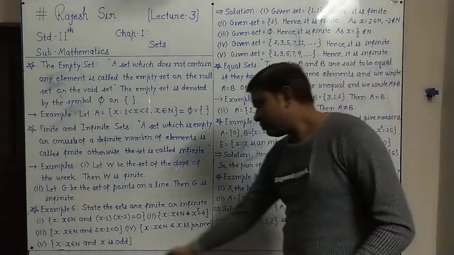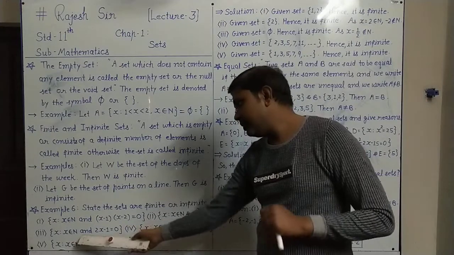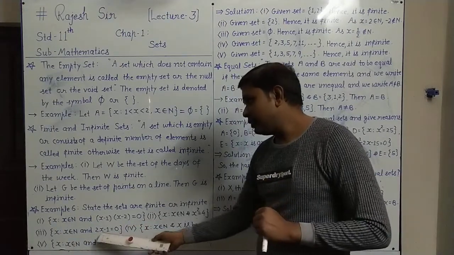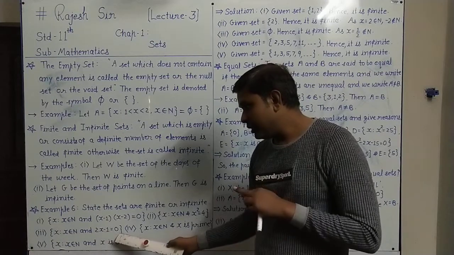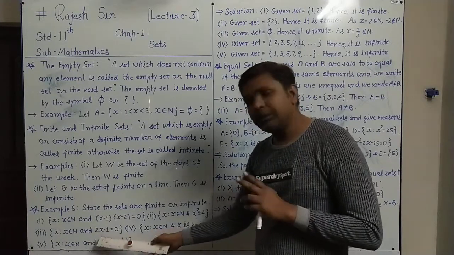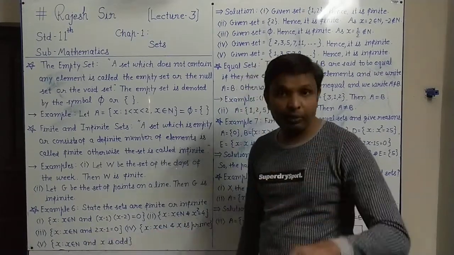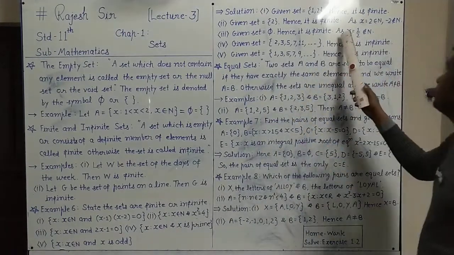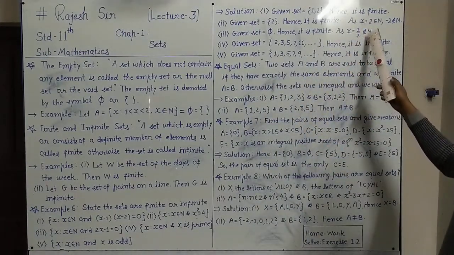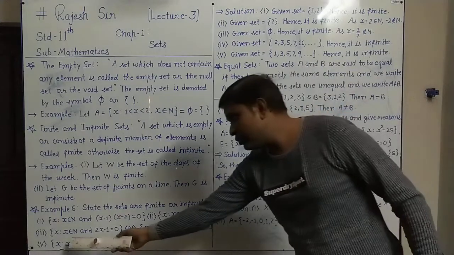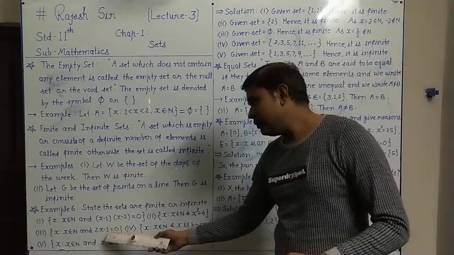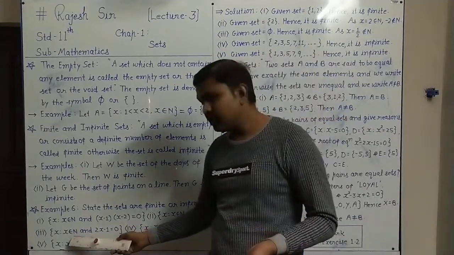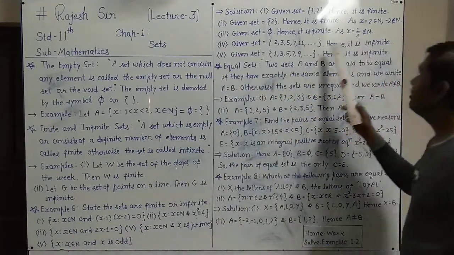Third number, x belongs to N, 2x minus 1 equal to 0. This 2x minus 1 equal to 0 will give minus 1 on the right side as plus 1, and 2, multiplied, will go down. So x equals 1 by 2. X equals 1 by 2 doesn't belong to N, because x belongs to N is also given. That means x equals 1 by 2 you will get here, and x does not belong to N here. So no element you will find here.